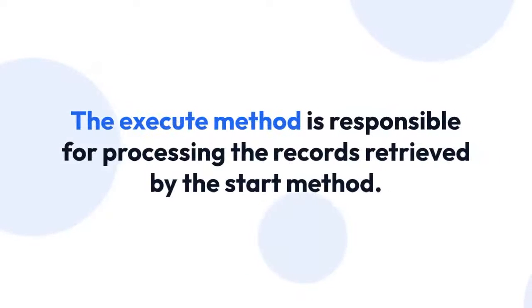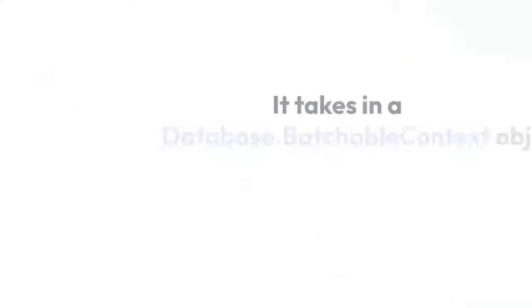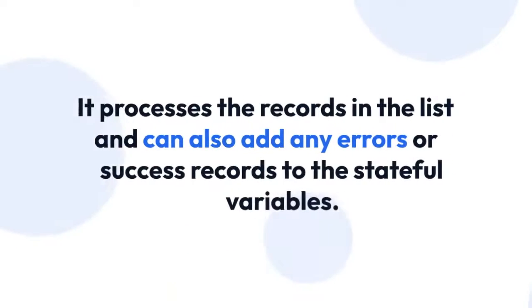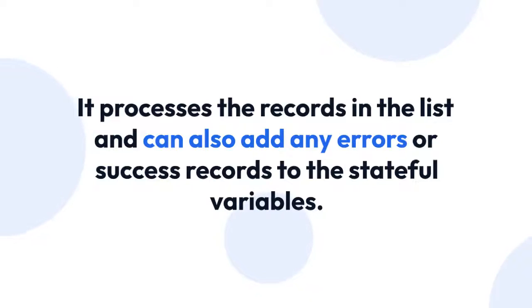The execute method is responsible for processing the records retrieved by the start method. It takes in a Database.BatchableContext object and a list of sObject records as parameters. It processes the records in the list and can also add any errors or success records to the stateful variables.